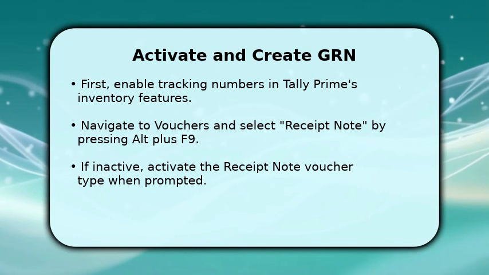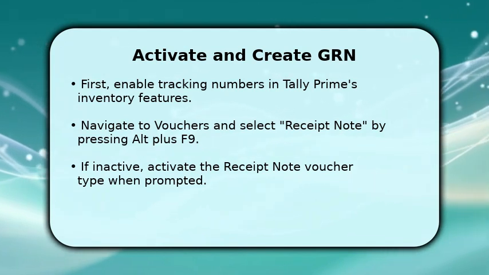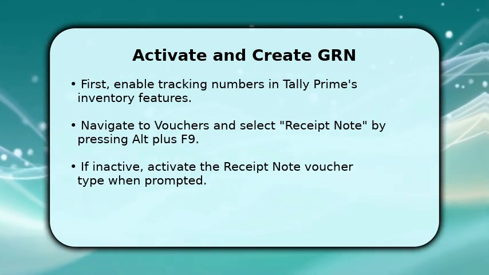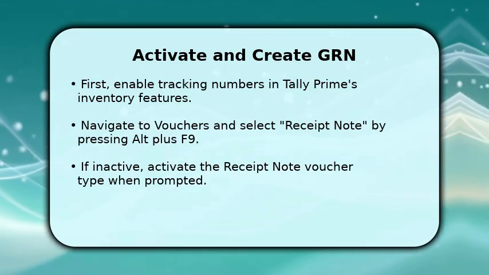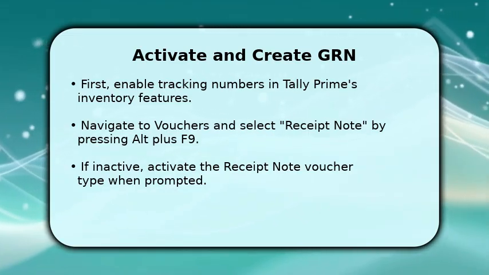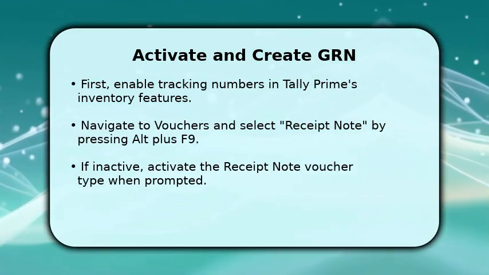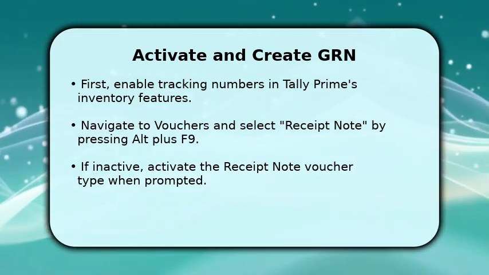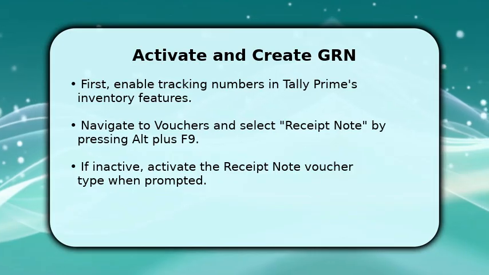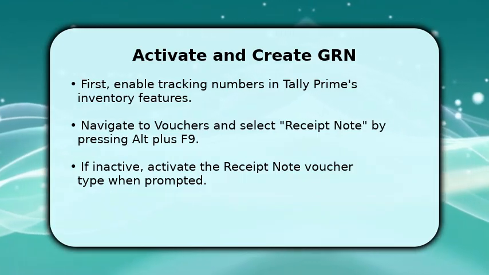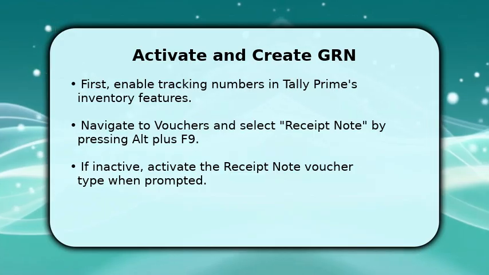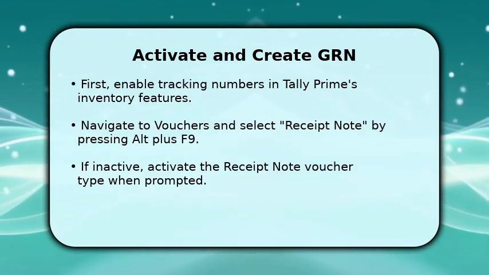To begin, you need to ensure the receipt note feature is active in Tally Prime. Go to the gateway of Tally, then F11 for features and F2 for inventory. Set use tracking numbers to yes. Once enabled, head to vouchers from the gateway of Tally. You can then press Alt plus F9 to directly access the receipt note voucher. If it's not visible, select other vouchers and activate it.